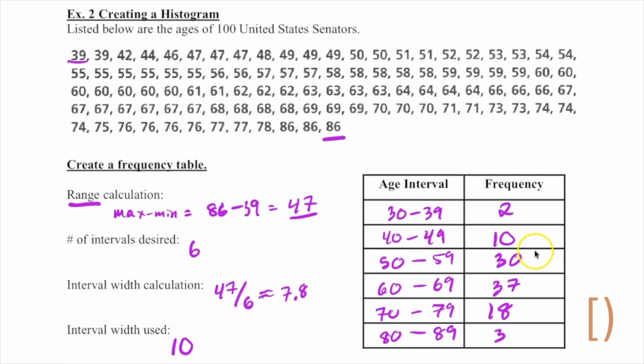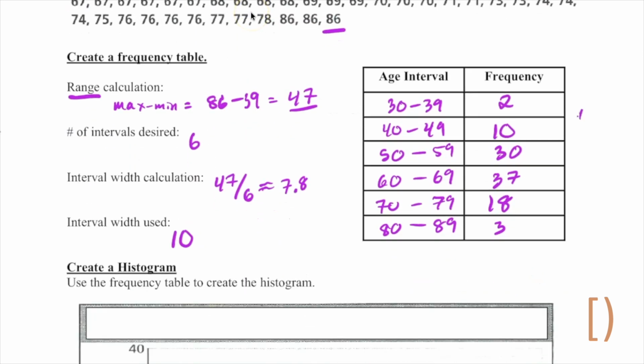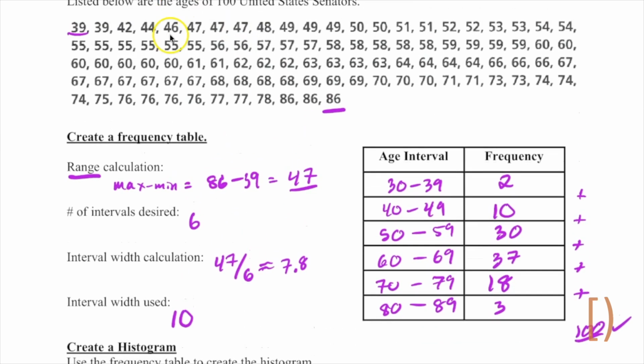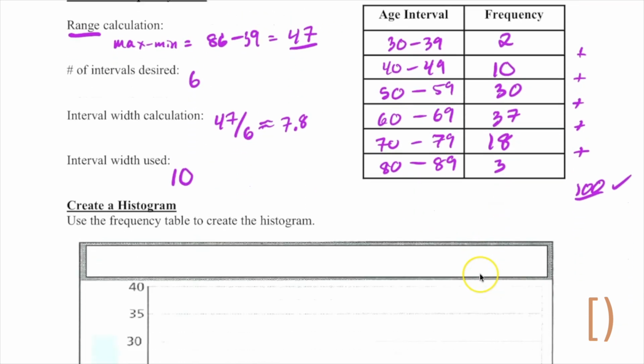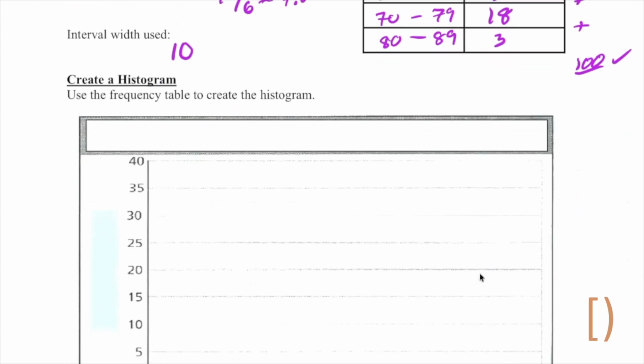Now we do want to make sure I counted right. So it is 100 senators. So if we add all these up, you want to make sure you get 100. And we do. So check. Right, so you do want to make sure that you actually added correctly. So you add them all, make sure it equals the total amount. So 100. Okay, so now let's make a histogram.